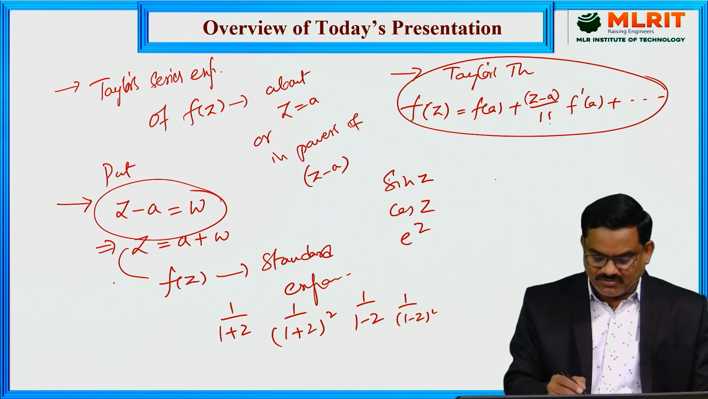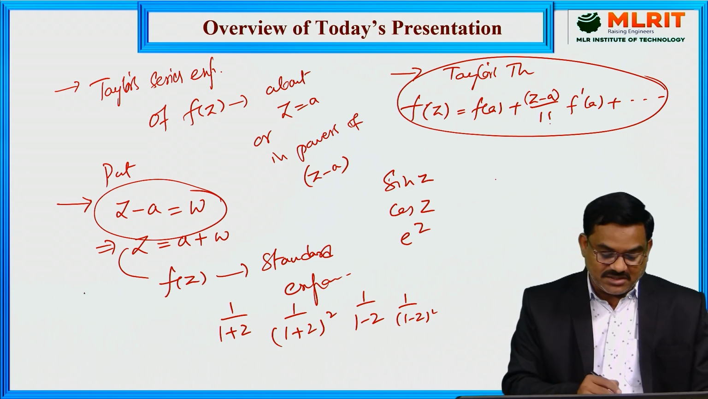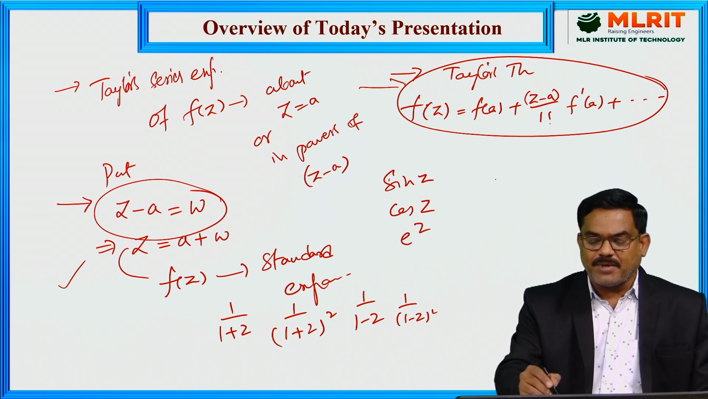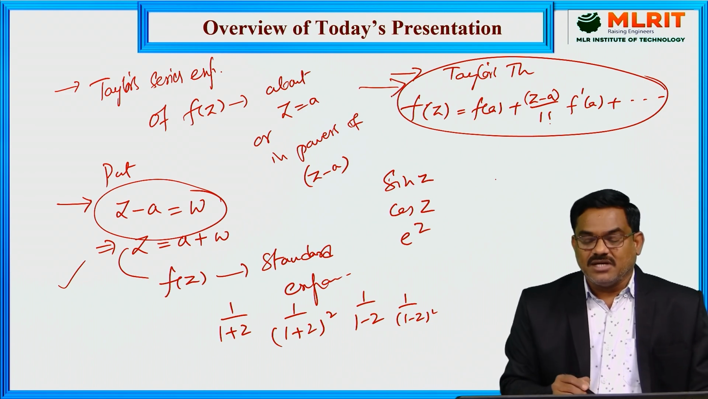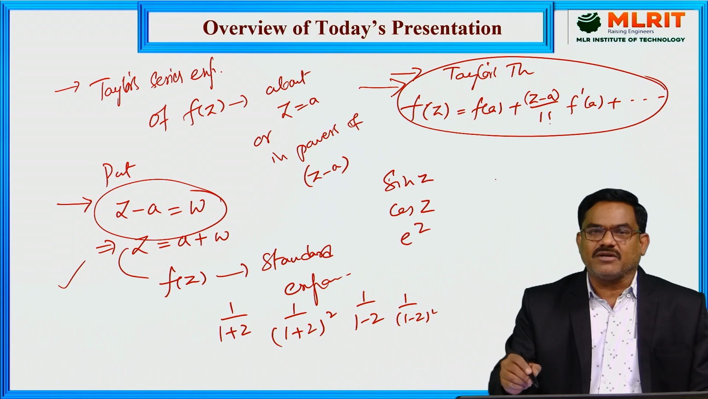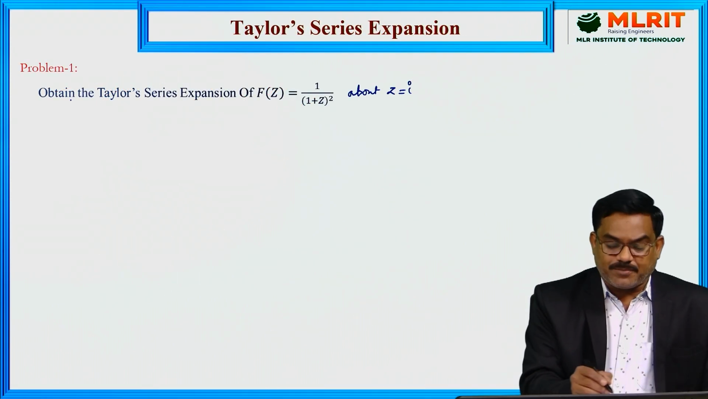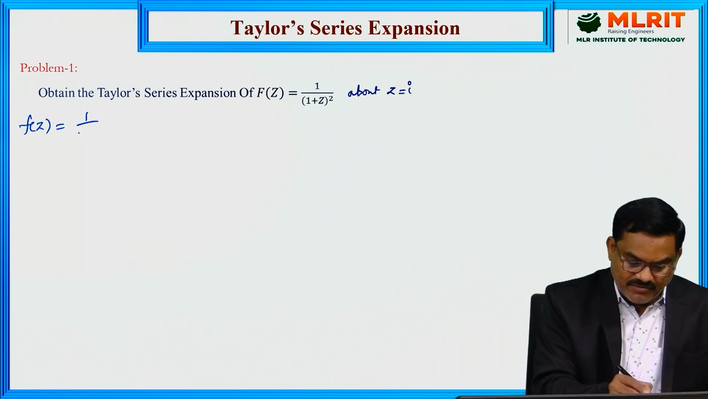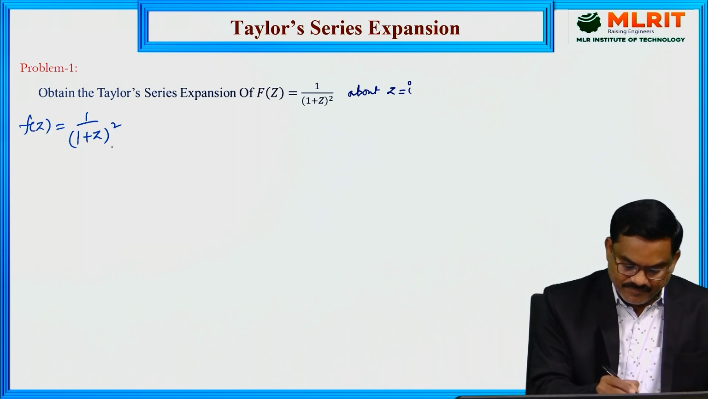In the last session, we obtained the Taylor series using the first procedure. Today I am going to explain finding the Taylor series expansion using the statement of Taylor's theorem itself. So coming to the first problem, f of z is 1 by 1 plus z whole square, about z equal to i.